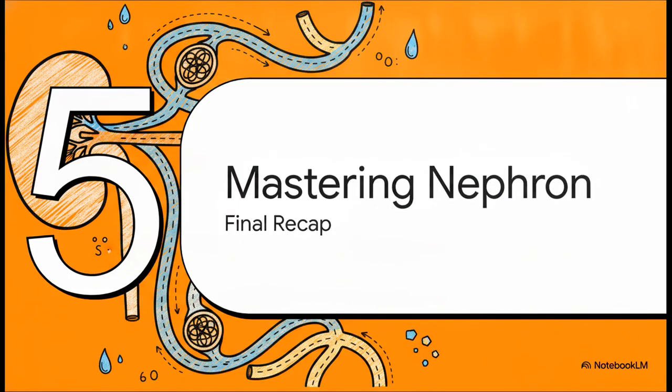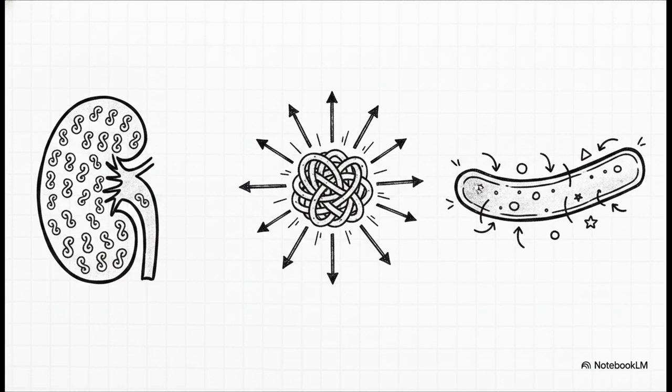Finally, Section 5, Final Recap and Action, Mastering the Nephron. All right, here are the 3 non-negotiable takeaways you need to pull from this explainer. 1. Nephrons are the millions of microscopic filtration units inside the kidney. 2. The glomerulus is where high-pressure ultrafiltration occurs, pushing out the initial filtrate. And 3. The tubules are where highly selective reabsorption happens, returning vital substances back to your blood and leaving only waste to become urine.